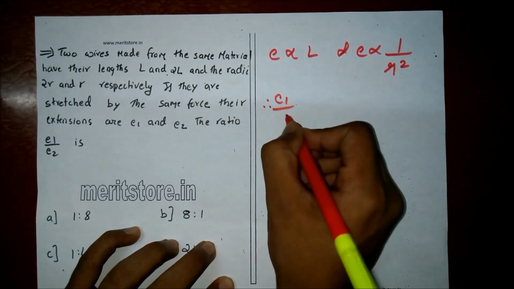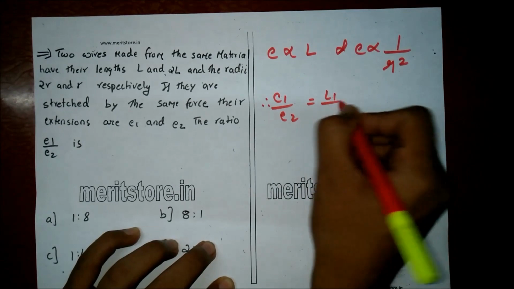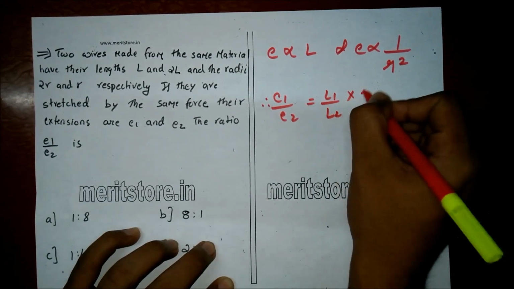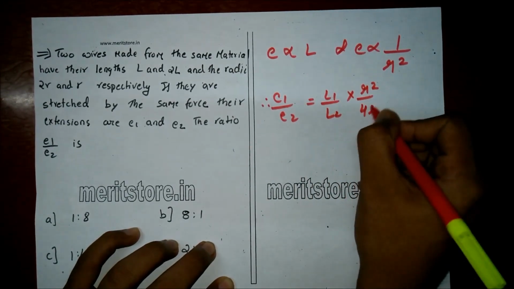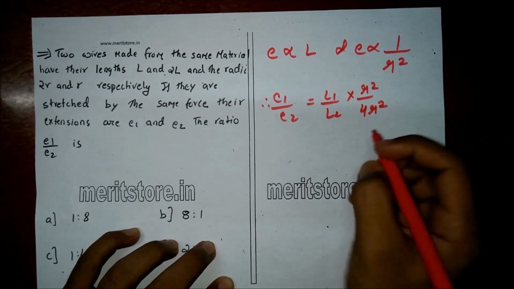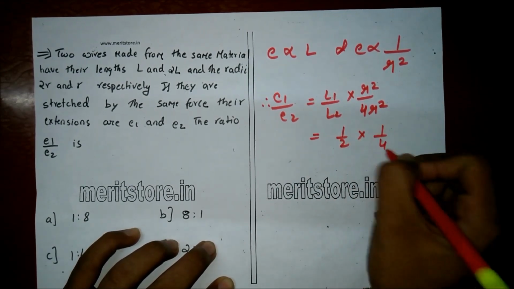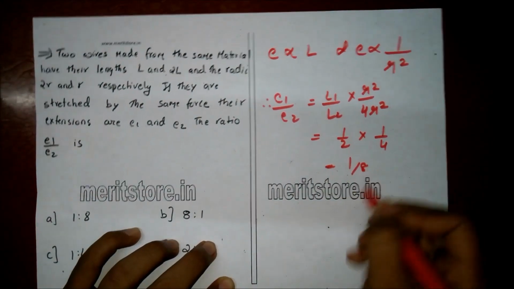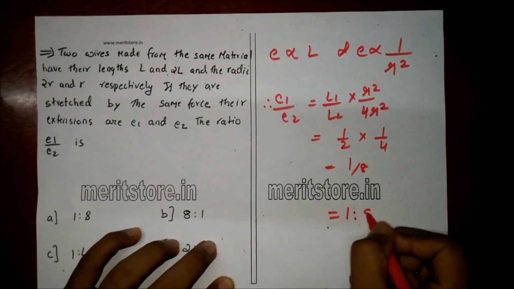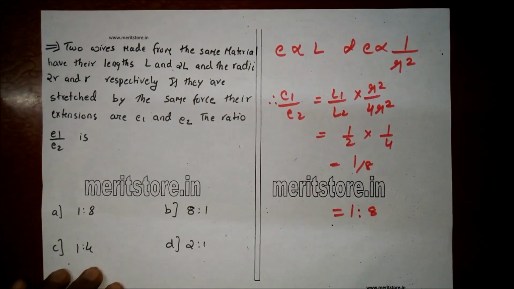Therefore, E1 upon E2 will be equal to L1 upon L2 into r square upon 4r square, which will be equal to half into 1 upon 4, which is 1 upon 8, which is equal to 1 is to 8. Therefore, here the correct answer will be option A.